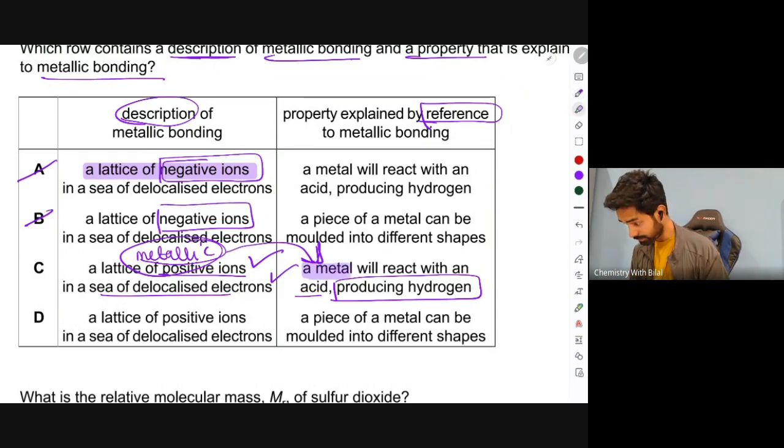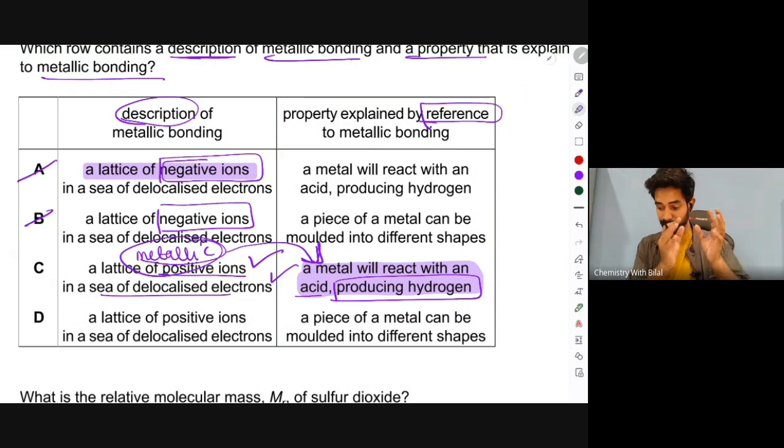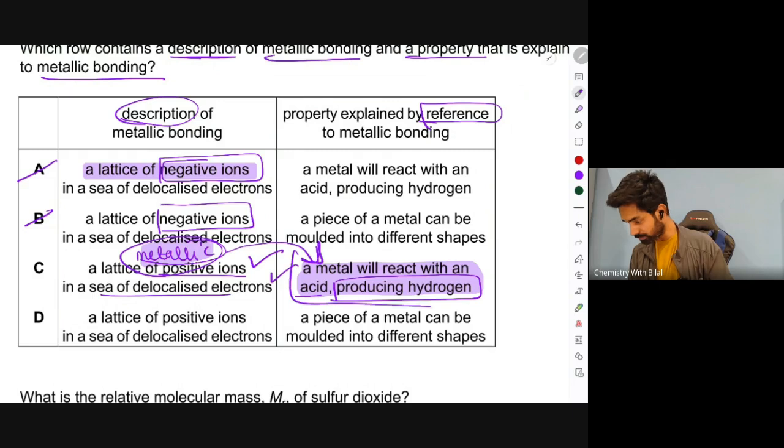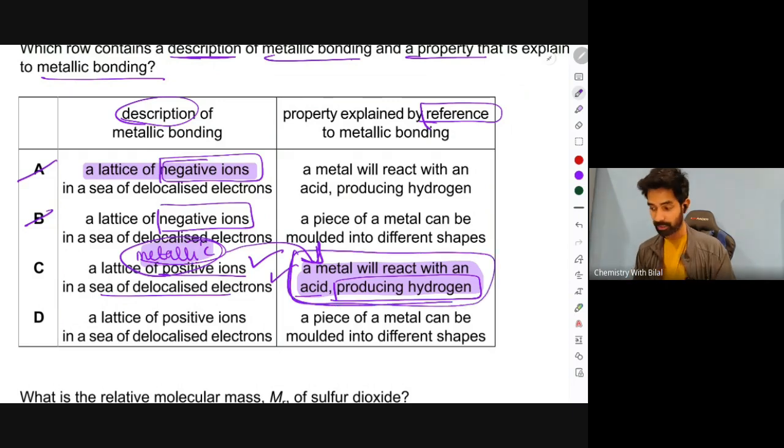This statement is correct. But the point I want to make here is, does the first statement have anything to do with the statement on the right side? I don't think so. Acid does react with metals to produce hydrogen gas. But does this statement have anything to do with the positive ions and sea of delocalized electrons? I'll put a question mark.